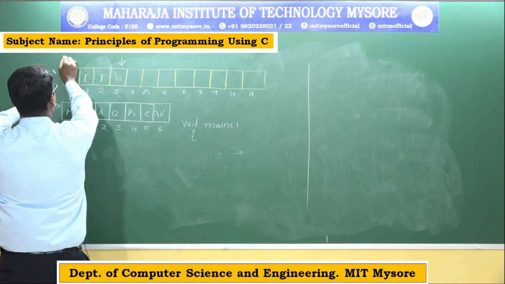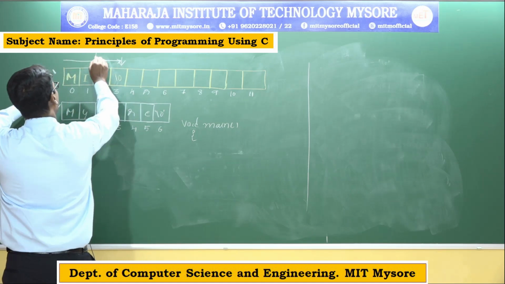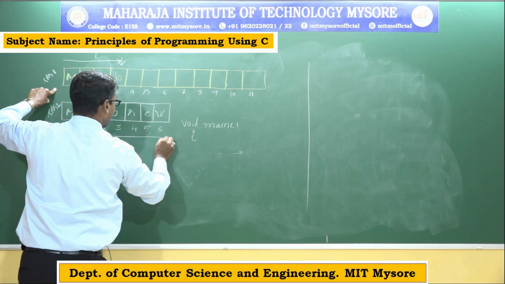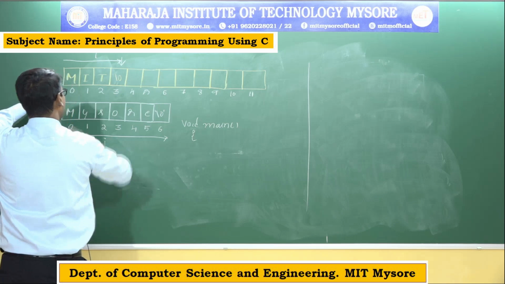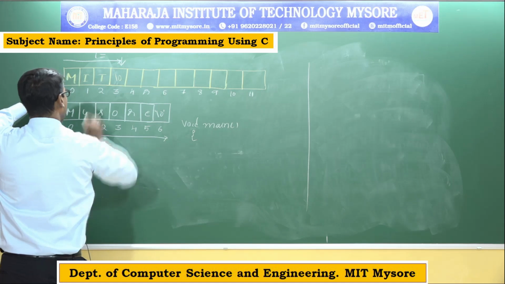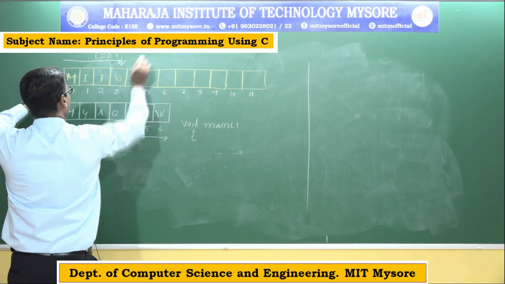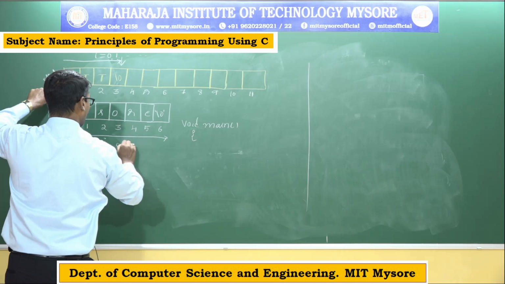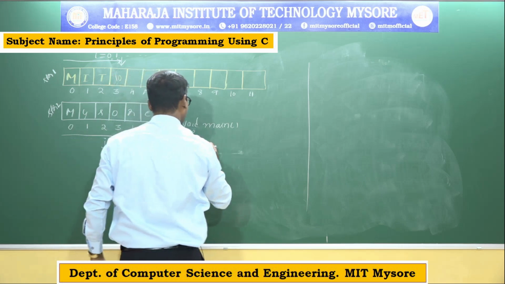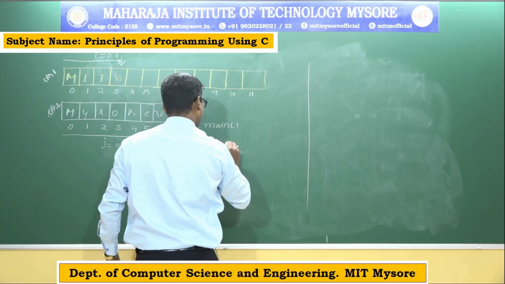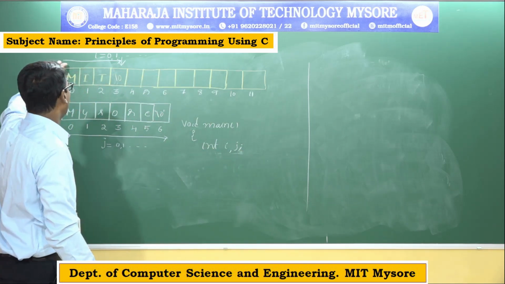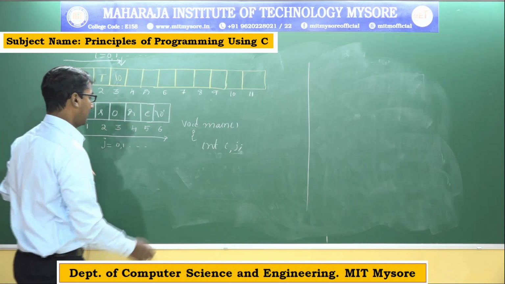Now, void main. In order to maintain this indexing, we need one variable called i, and a second variable to index the second string, that is j. So, I use two index values i and j. i starts from 0, 1, and j also 0, 1, till the null character. Now, I require two index variables of type integer. So, int i and j, two variables.